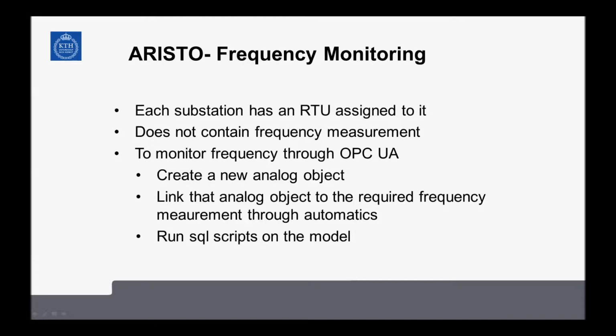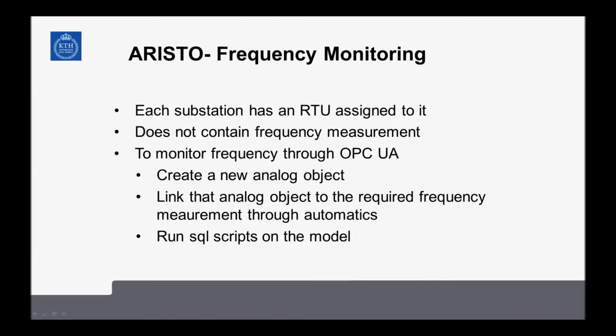As you know, when you connect to the OPC server in ARISTO, each substation is assigned an RTU. That RTU contains all the measurements of that substation. However, it does not contain the frequency measurements.